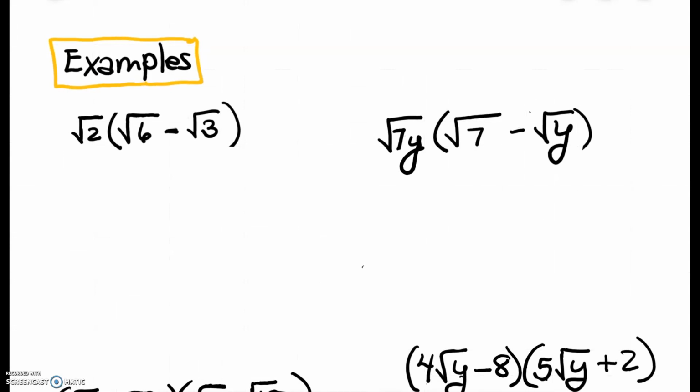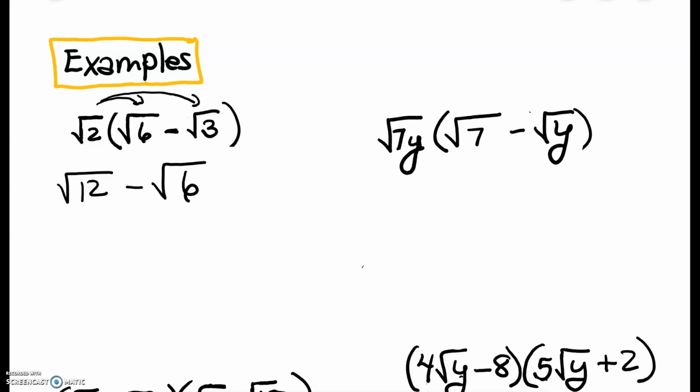All right, so we're going to distribute radical 2 across these two terms right here. So radical 2 times radical 6, they have the same index. They're both square roots. So I can multiply the 2 and the 6 underneath to get radical 12 minus radical 2 times radical 3. Again, they have the same index, so they can be multiplied underneath. 2 times 3 is radical 6.